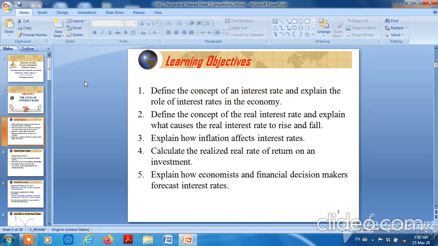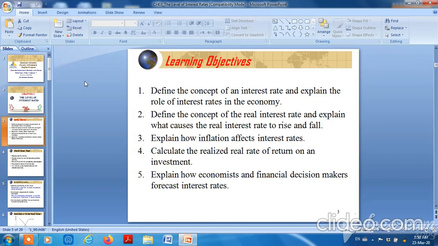Learning objectives for this chapter. After reading and studying this chapter, you would be able to, first, define the concept of an interest rate and explain the role of interest rates in the economy. Second, define the concept of the real interest rate and explain what causes the real interest rate to rise and fall.